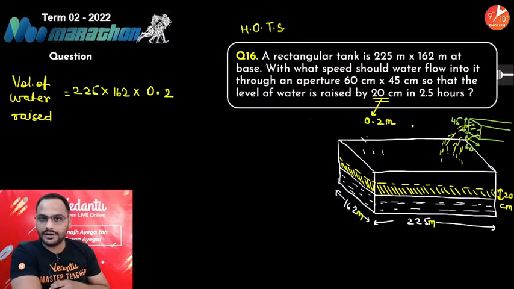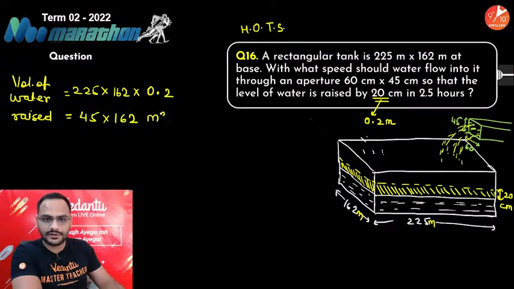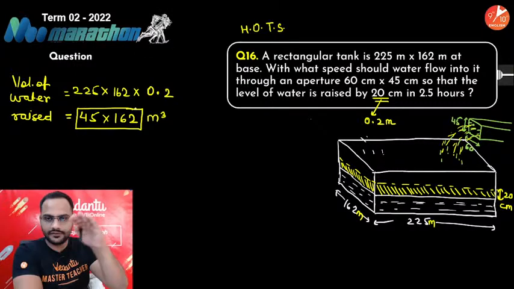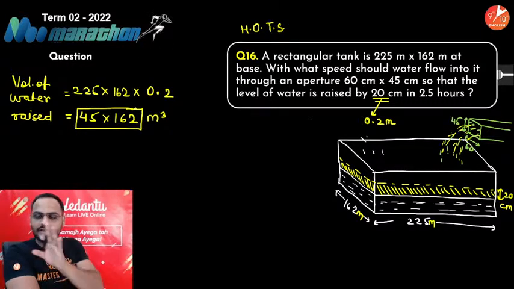This is the volume of water raised, right? If you want, you can multiply this as well. 225 into 0.2, if you do, it will be equal to 45. So 45 into 162. Let's keep it like this. This much meter cube of water is raised in this tank. That all has come from the aperture.